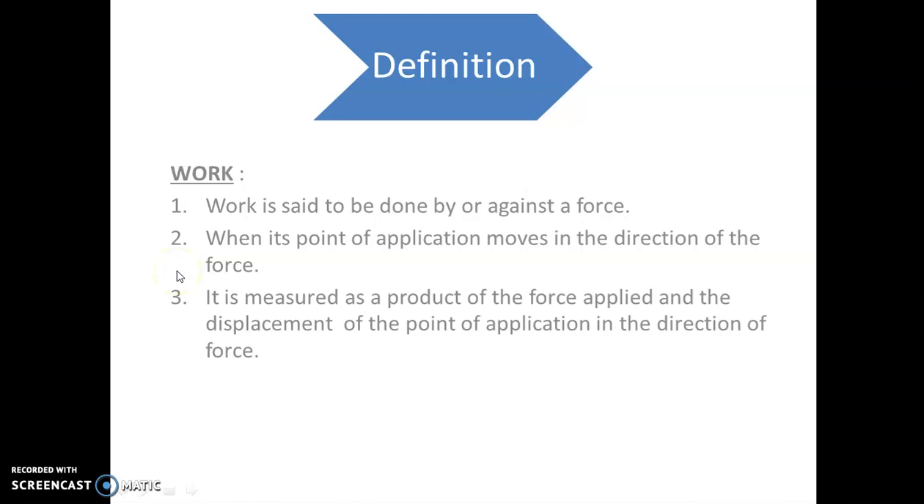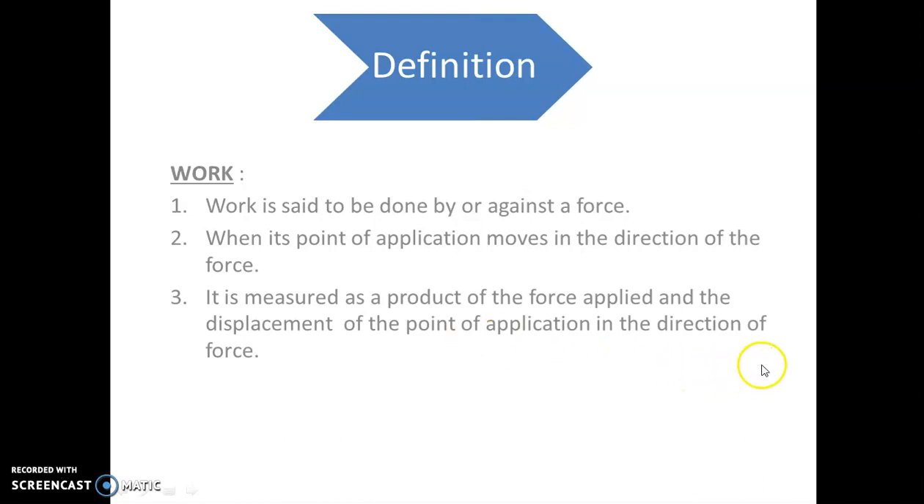Now let's come to the third point, that is, how it is measured. Just try to understand this first. We'll be going through each point individually. How is it measured? It is the product of the force applied and the displacement. That is, it is the product of the magnitude of the force and the displacement from its initial position to the final position.